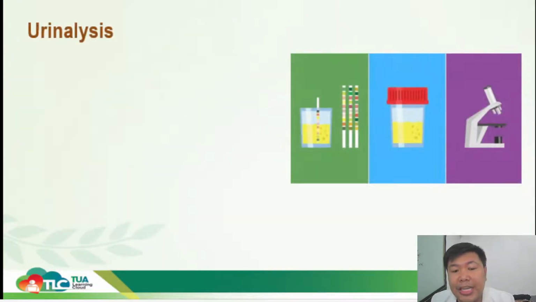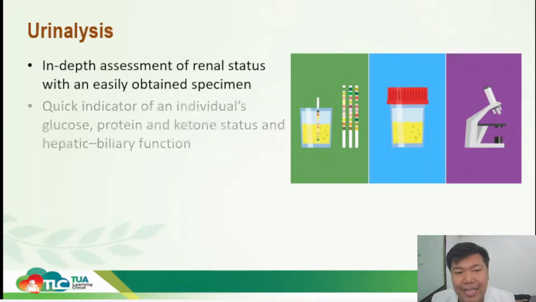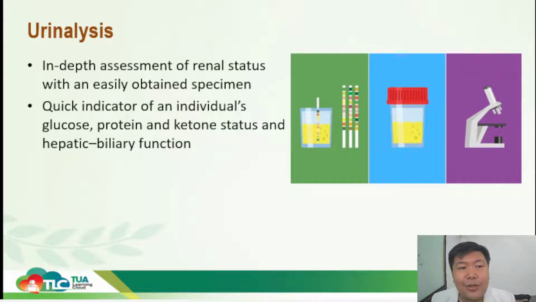So as mentioned, urine is formed in the kidneys and it goes through a three-part series of processes: from filtration to reabsorption to secretion. After it goes out of the body, the collection of urine actually gives us a good insight into what is happening inside. So urinalysis is an in-depth assessment of the renal status using an easily obtained specimen, which is urine. It is a quick indicator of an individual's glucose, protein, and ketone status, and also the function of the liver.